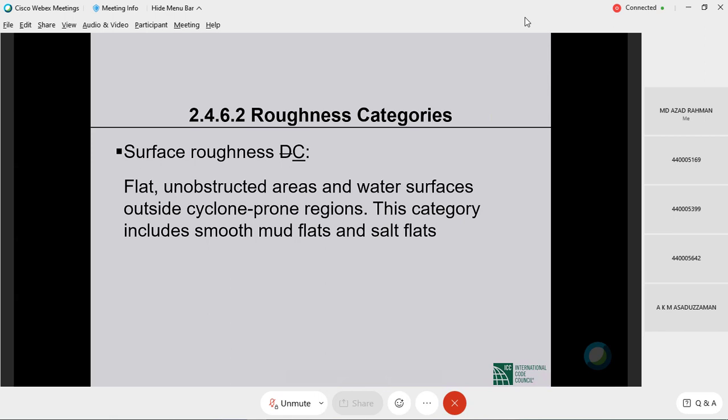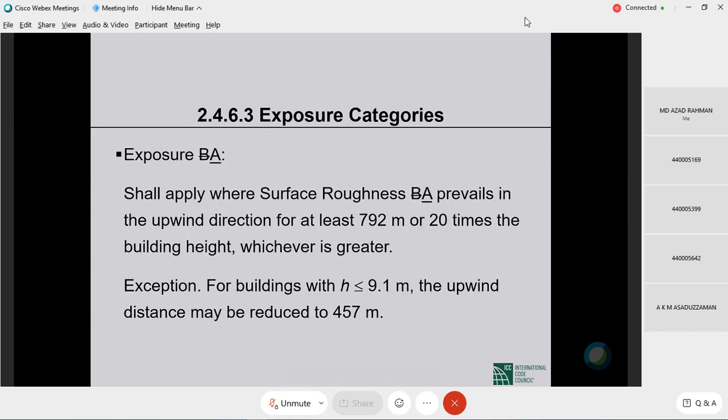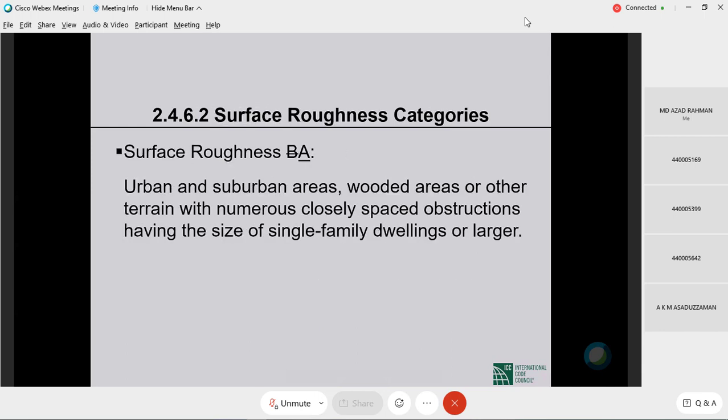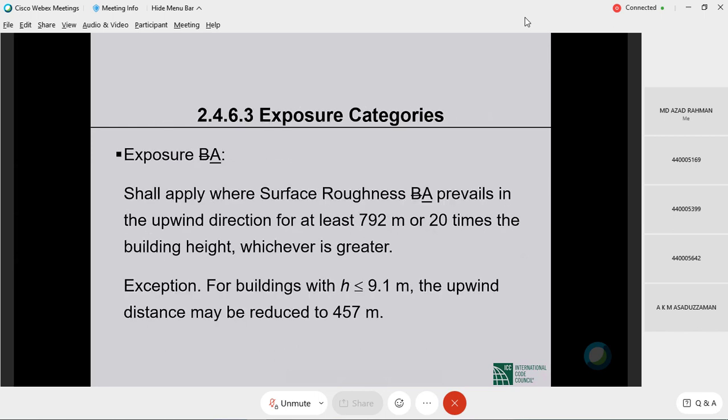Roughness C, flat, unobstructed areas, water surfaces outside cyclone-prone regions. So if you have a major lake or big river, wind comes over the river, it will be surface roughness C. This category includes smooth mud flats and salt flats. Okay, so those were surface roughness categories A, B, and C. Now exposure A, B, and C.